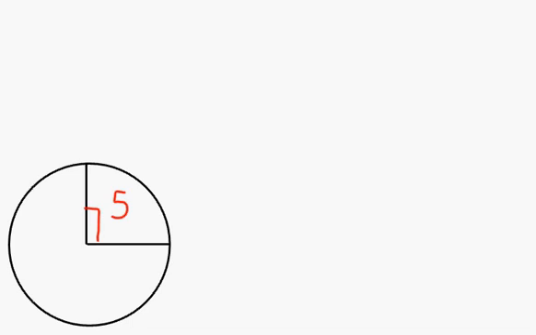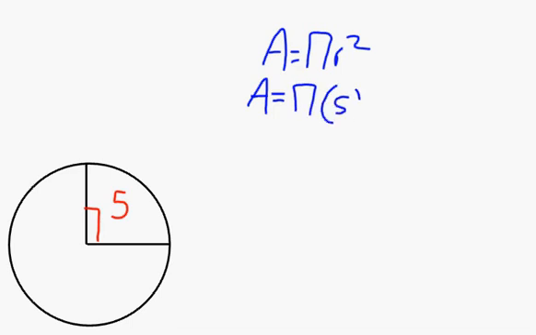And since the radius is 5 inches, plug that into the formula A equals pi r squared. And since the radius is 5, now we change the r to 5. So now it's A equals pi 5 squared. And 5 squared equals 25 pi.